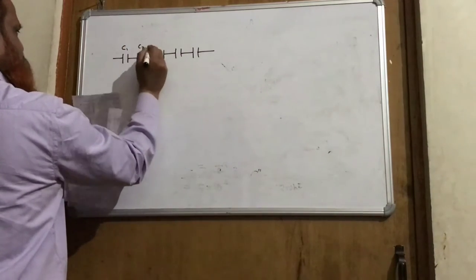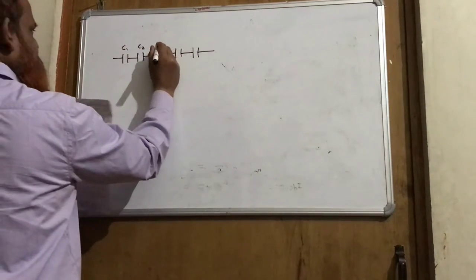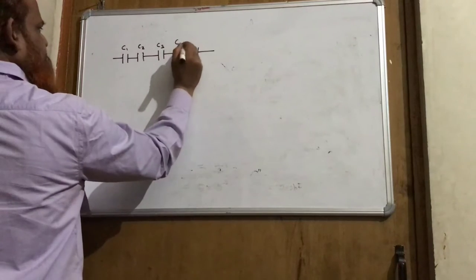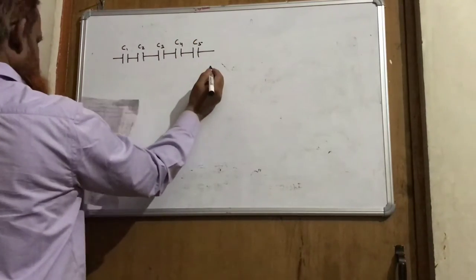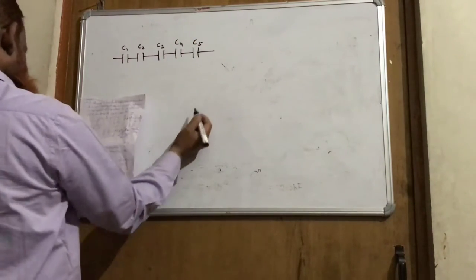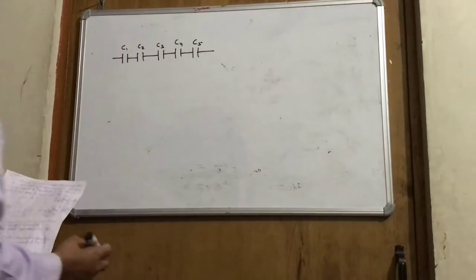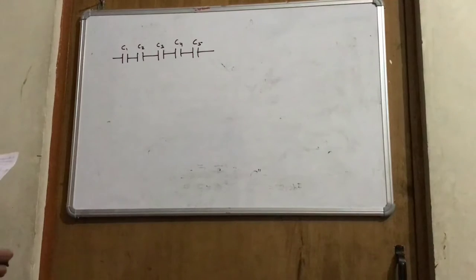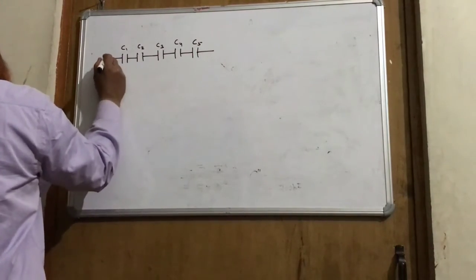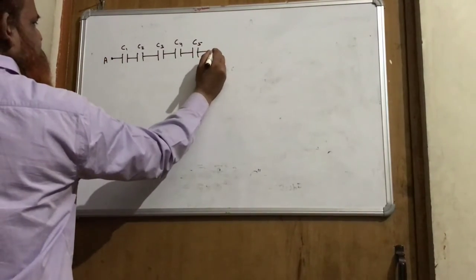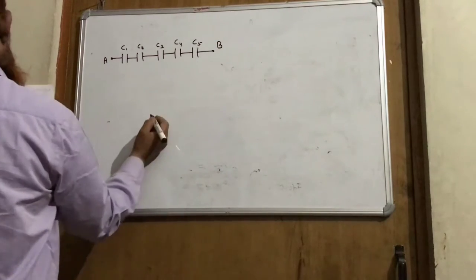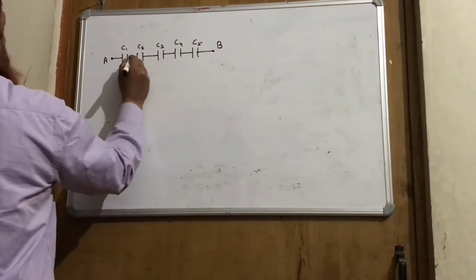C1, C2, C3, C4, C5. Each capacitor is of capacitance 2 microfarad. We want to find the equivalent capacitance between A and B. The connections are in this way.